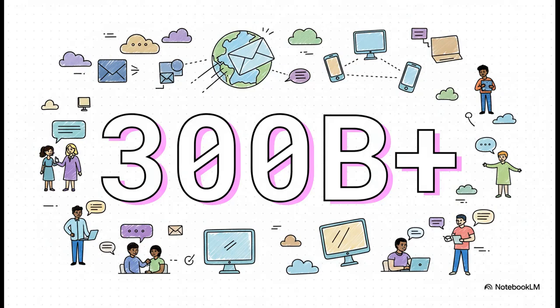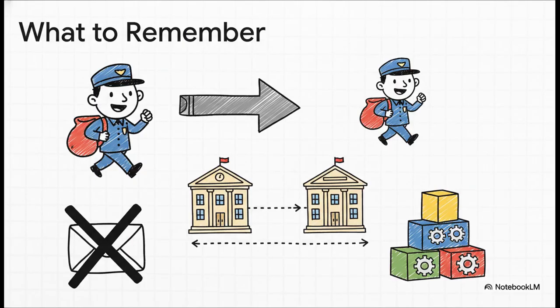Well, just look at this number. Over 300 billion. That is how many emails are sent every single day, all thanks to SMTP. It's the universal language that lets someone using Gmail send a message to someone on Outlook or Apple Mail without any problem at all. It's the invisible engine that connects billions of us for work, for school, and just for talking with family.